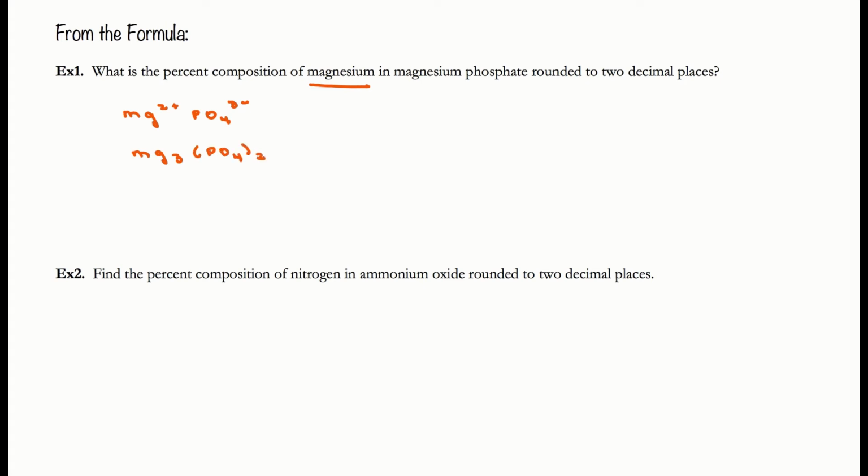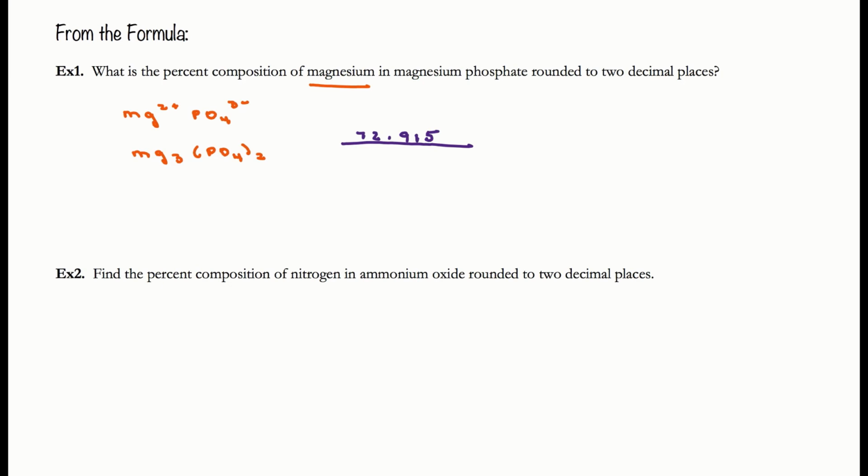To determine the percent composition, I need to figure out the molar mass of magnesium, and I'm going to put that up top. Then I need to find the total molar mass of the compound, and I'm going to put it on the bottom. So let's actually do that. The molar mass of magnesium is 24.305. However, I have 3 magnesium, so I'm going to multiply that value by 3. The molar mass of magnesium in magnesium phosphate that I get, and I'm not going to round it at all, is 72.915.